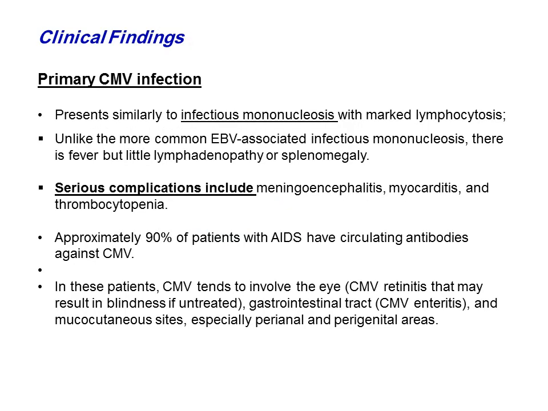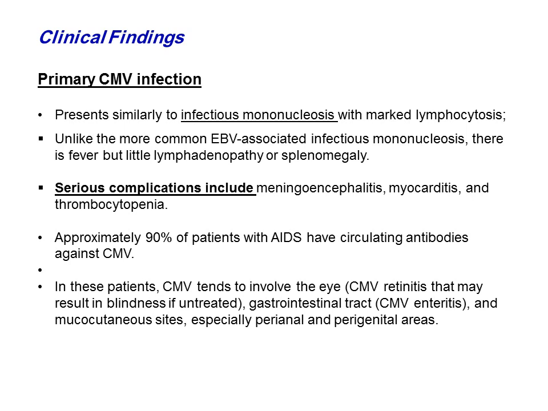What are the clinical findings of primary cytomegalovirus infection? It is an infection resembling infectious mononucleosis with marked lymphocytosis. It is unlike the more common Epstein-Barr virus associated infectious mononucleosis. There is fever but little lymphadenopathy or splenomegaly. Serious complications of cytomegalovirus include meningoencephalitis, myocarditis, and thrombocytopenia.